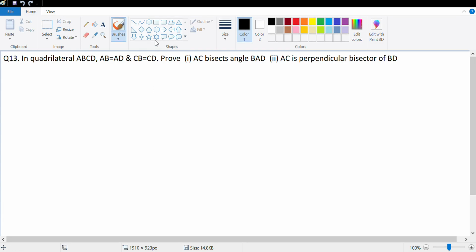Hi guys, let's look at the next question. The next question that we do is question number 13. It says in quadrilateral ABCD, AB is equal to AD. Okay, so the adjacent sides are equal. Let's just draw a rough diagram.